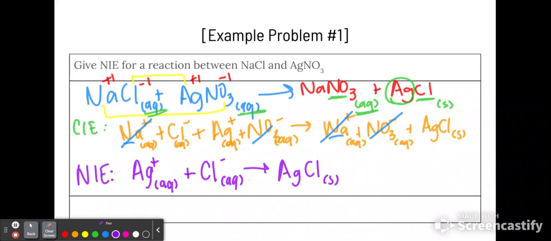And once you write this, just make sure to balance with respect to charge. Remember that an ionic compound wants a charge of 0. Well, we've got a +1 and a -1 here, so they cancel to give us 0. So in terms of charge, we are balanced. And mass, that's like balancing like normal. So we have 1 Ag and 1 Ag, 1 Cl, 1 Cl. So we are balanced with respect to mass as well.